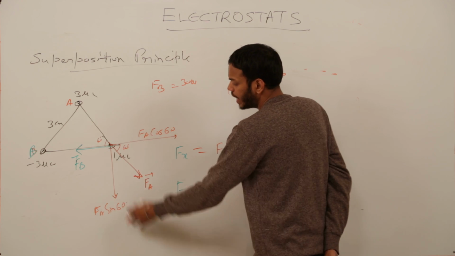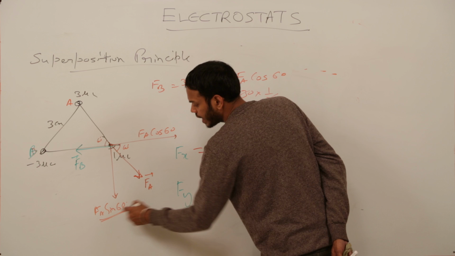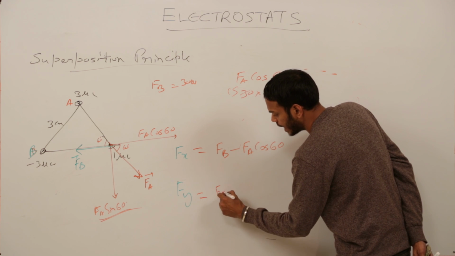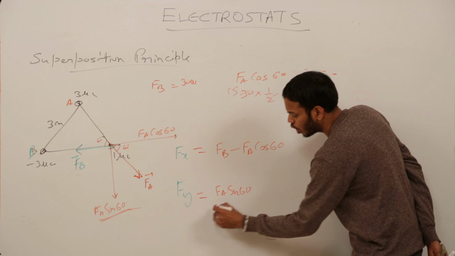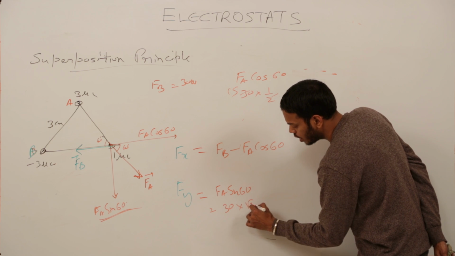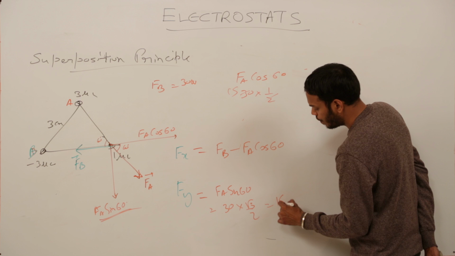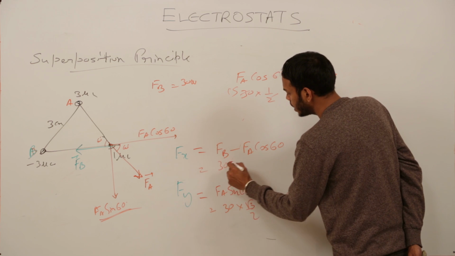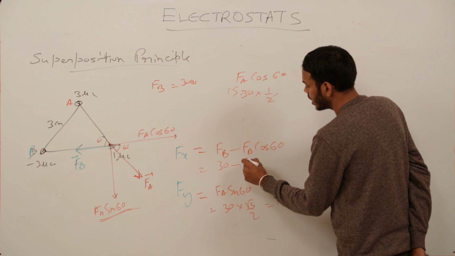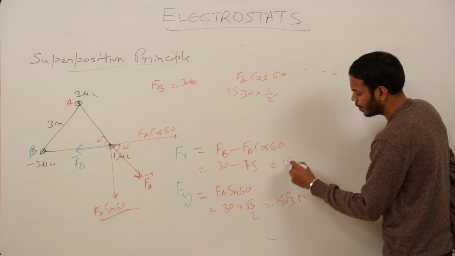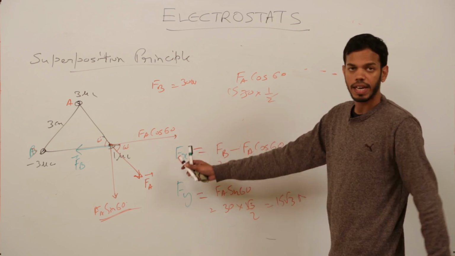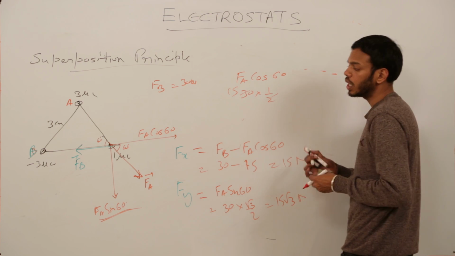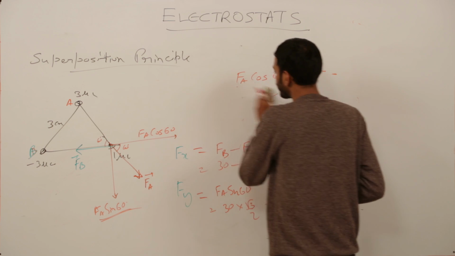And in case of Fy, there is only one vertical force, Fa sin 60. Fa was 30, sin 60 is root 3 by 2. What do we get? 15 root 3 newtons. Here we have 30 minus 15, so we have got 15 newtons. We have Fx, we have Fy. So the resultant should be equal to the answer we obtained previously.